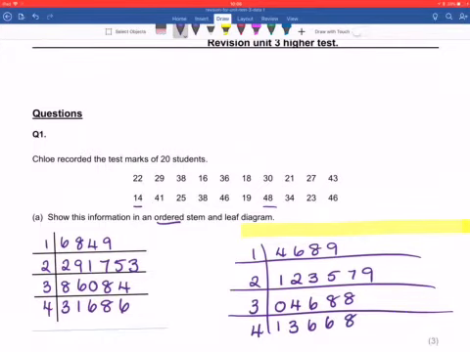And then I need a key. So my key is that 1, 4 equals 14. If there'd been units, I'd have put that in there.